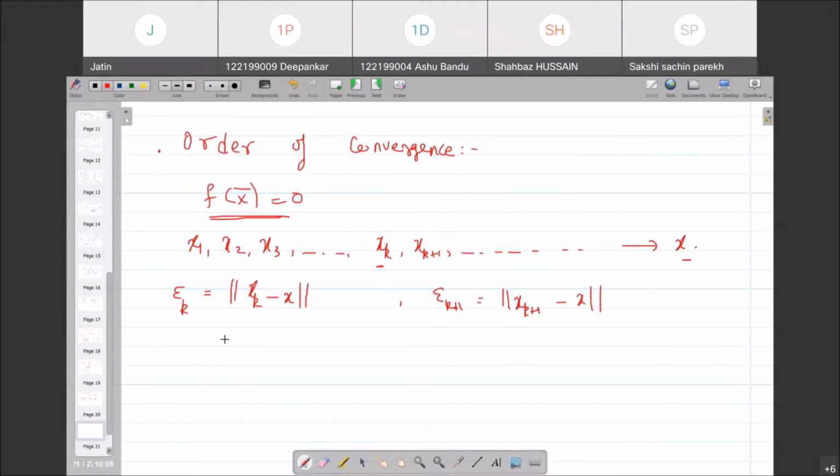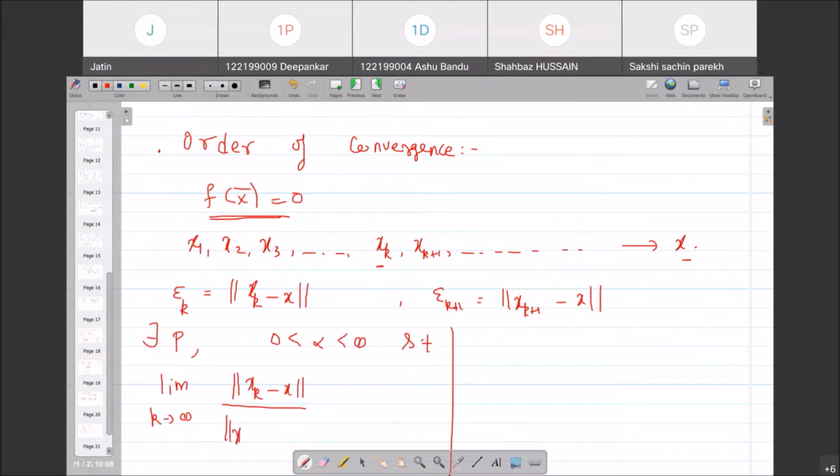Now suppose there are two definitions I would like to tell you. Suppose there exists p and a positive and finite alpha such that you have this condition: limit k going to infinity, norm of xk minus x upon norm of xk plus 1 minus x raised to p. If this quantity is finite, then we say the problem has pth order of convergence, and alpha is called the rate of convergence. Alpha is called the rate of convergence and p is called the order of convergence.